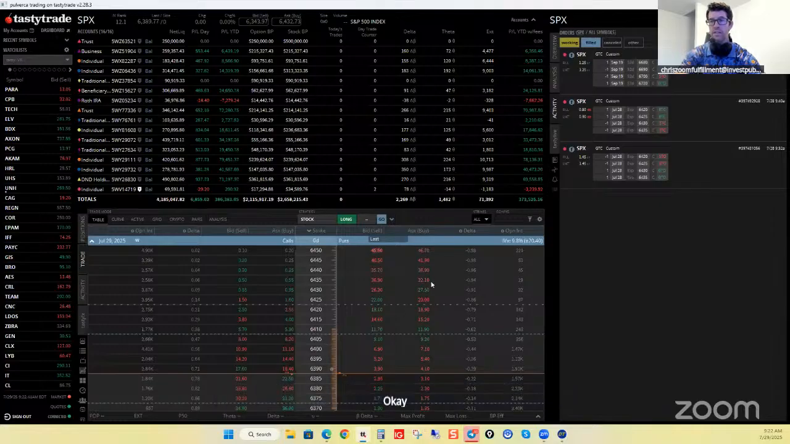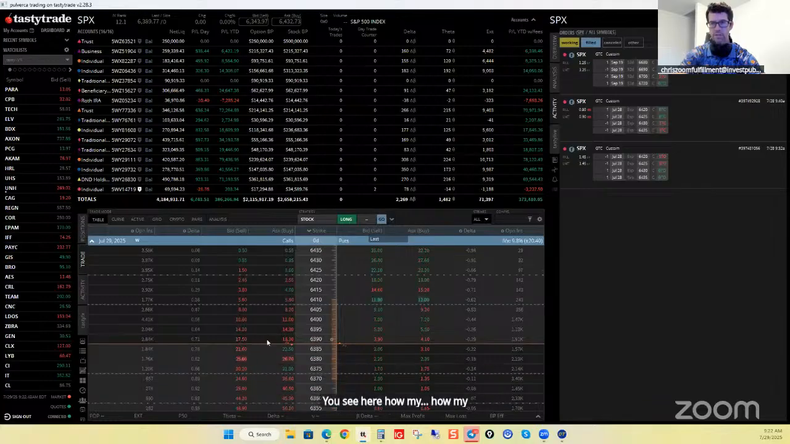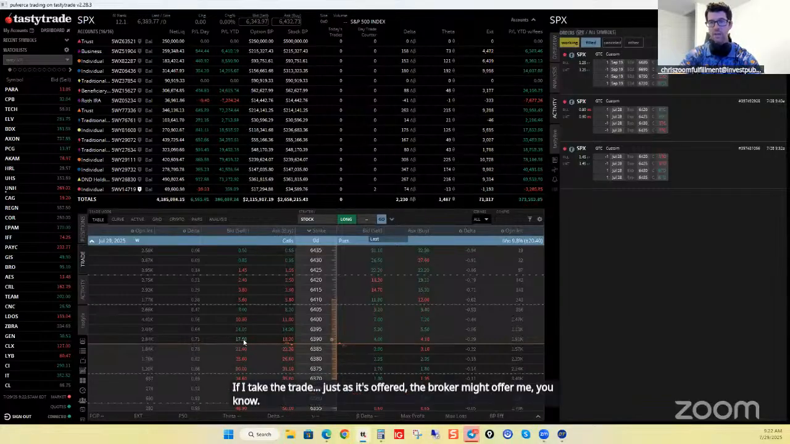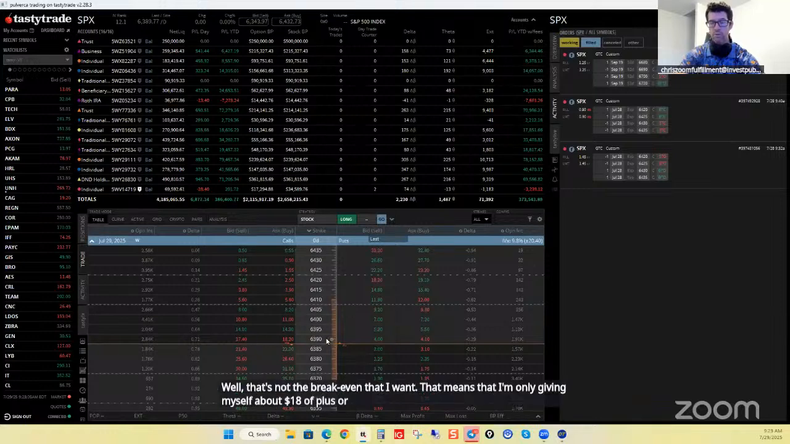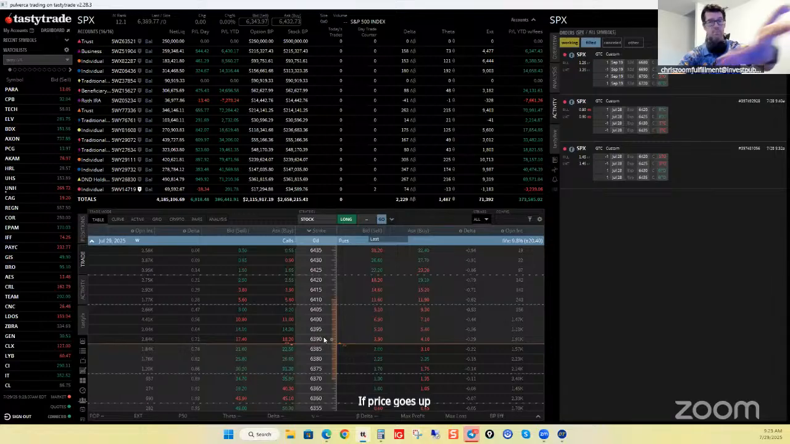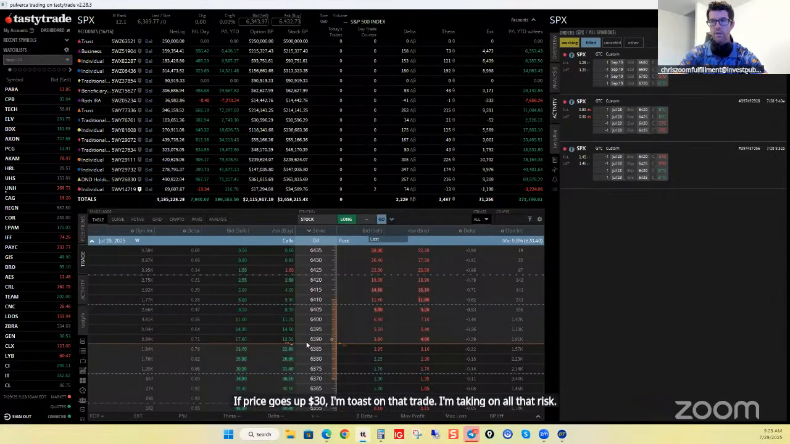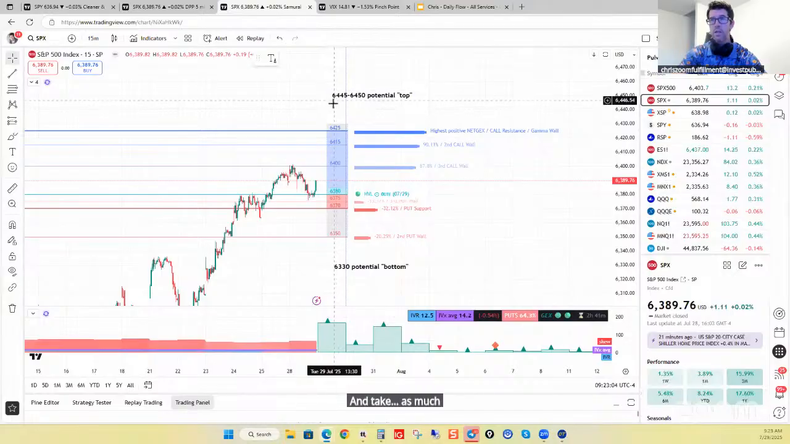So that means if I take the trade at 63.90, you see here how my bid price is showing about 17.50. If I take the trade just as it's offered, the broker might offer me a 17.50 to $18 credit. Well, that's not the break even that I want. That means that I'm only giving myself about $18 of plus or minus move. If price goes up $30, I'm toast on that trade. I'm taking on all that risk. So the whole point is to take advantage of a huge fill and take as much credit out of this trade as possible, being confident that the high would be in.